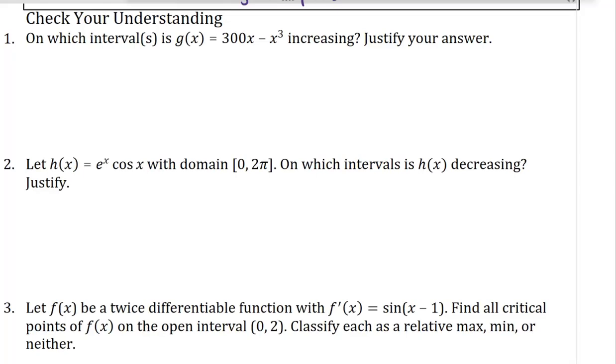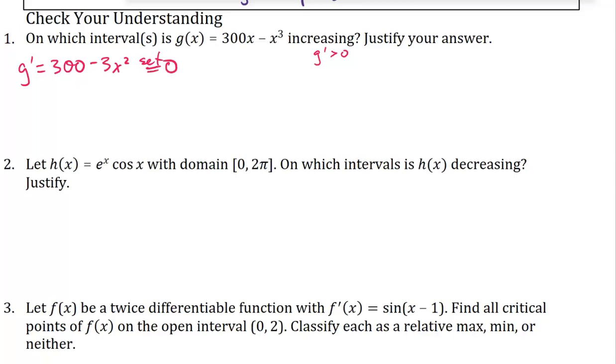So these are the check your understanding problems for 5.3 and 5.4. For number 1, we want to know where G is increasing, meaning we are looking for places where, not F, where G prime is going to be positive. Okay, so let's go ahead and find our derivative. So G prime is equal to 300 minus 3x squared, and we are setting this equal to 0.